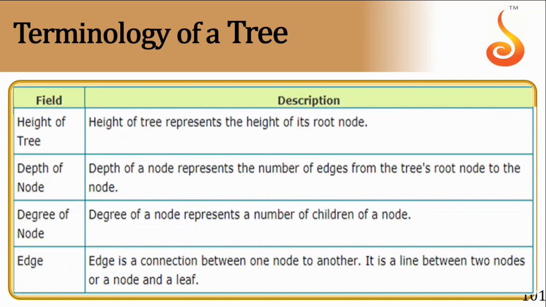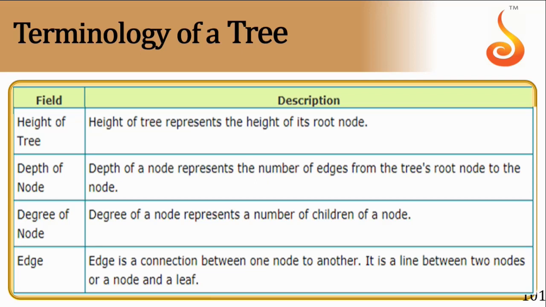Height of a tree represents the height of its root node. That is, from the root to the last leaf node, the longest path, the number of edges is the height of the tree. The height or depth of the tree is defined to be the maximum number of nodes in a branch of a tree.